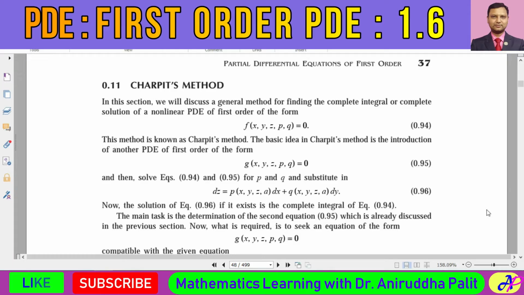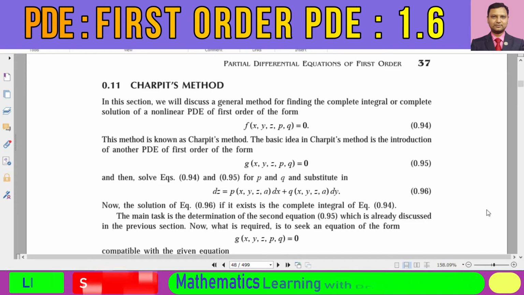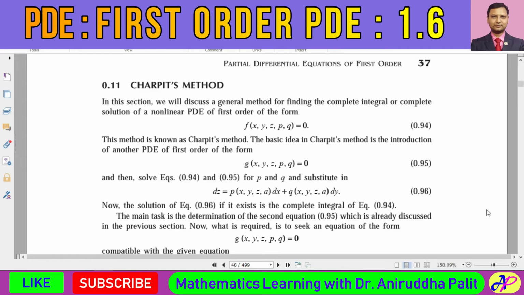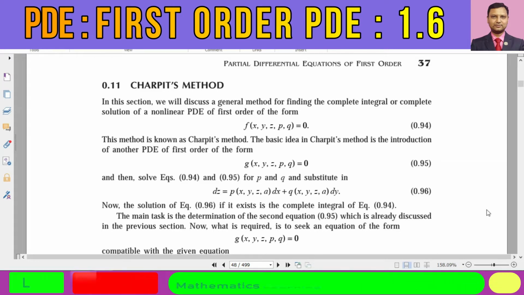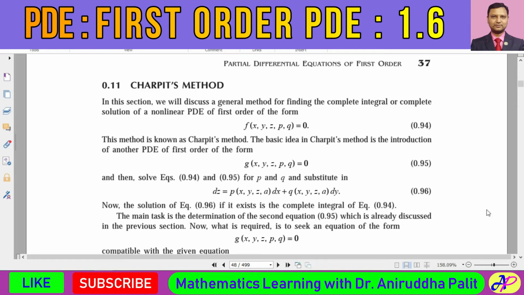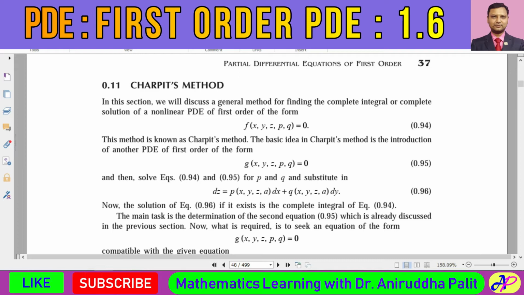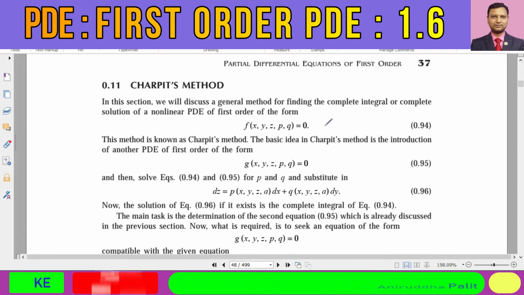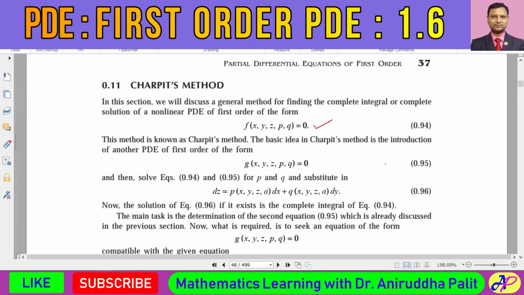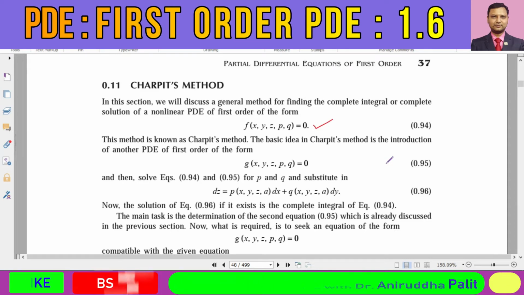Hello everybody, I'm starting the discussion with the Charpit's method, and this Charpit's method actually has four different types of standard forms, out of which one is the separable equations. So let's start the class, the Charpit's method. Over here, we generally deal with nonlinear first order partial differential equations, this kind of nonlinear first order partial differential equation.